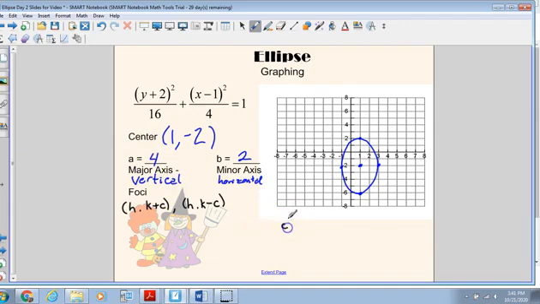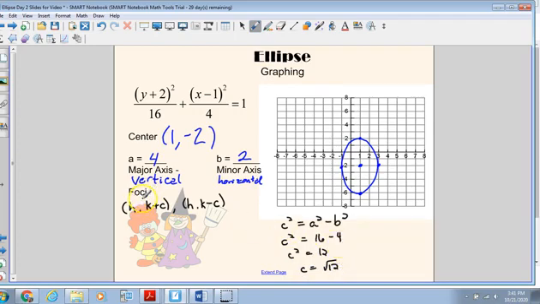Okay, let's find our relationship over here. c squared equals a squared minus b squared. See, a squared was 16, b squared was 4. So c squared equals 12. So what does that mean for us? c is the square root of 12.